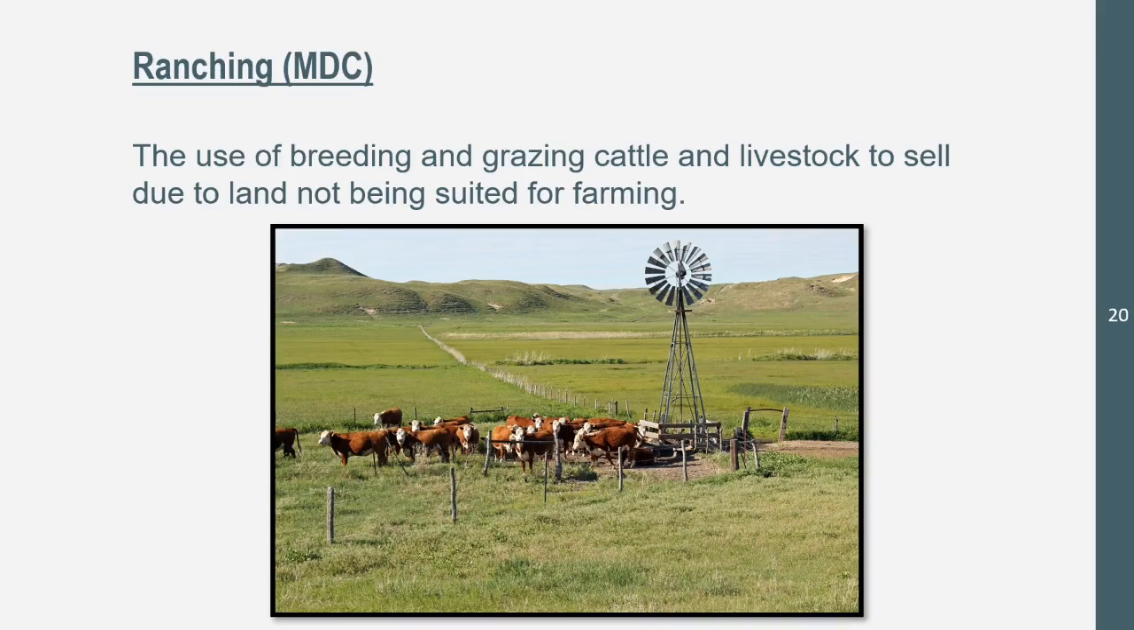Then we got ranching, which is in our more developed countries, which is the use of breeding and grazing cattle and livestock to sell due to land not being suited for farming. As you can see in this image here on the screen, we don't see much farming here. We see cattle and livestock. We see cows, but we don't see much farming. They're going to be breeding and grazing these cattle to sell them. So they could be selling their milk. They could be selling their meat. If it was sheep, we'd be seeing wool. Goats, we could see milk. For lamb, we could see people killing them for their meat. Pig, a mix of things as well. So ranching is really based on those animals, not necessarily the crops anymore.